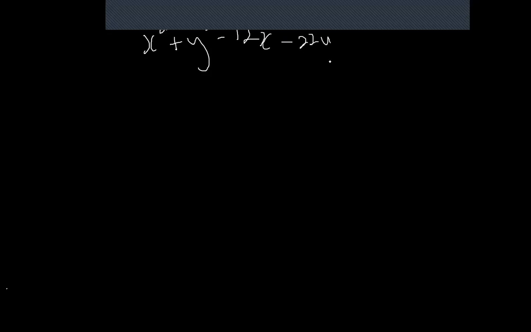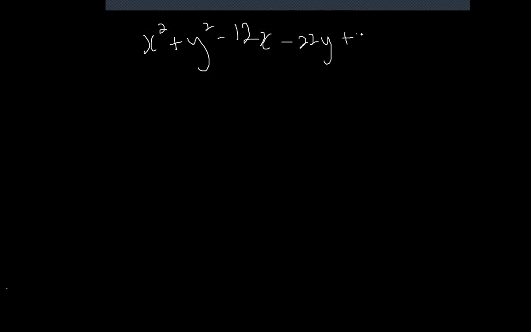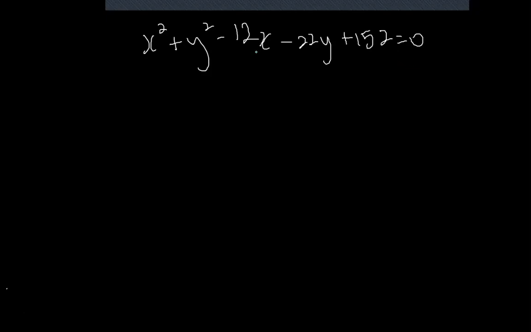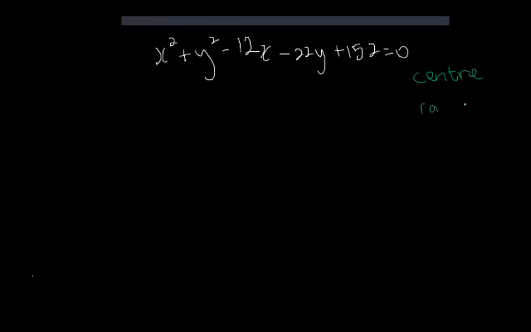Plus 22y plus 152 is equal to 0. So this was the equation that they gave you, and it's in the general form. For part I, they wanted to know the center. And for part II, they want to know the length of the radius. Just like the question we were doing before.